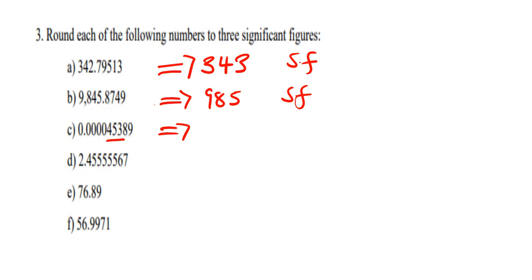So I'm going to get the first 3 and I consider the last one. So this is 3 and it's followed by 8. 8 is greater than 5. So to 3 I'm going to add a 1. So I'm going to have 0.0000, hope I've not missed a 0, 45. Instead of having 3, I'm going to have 4 because the number that is following it is greater than 5. So that is it. Then when we come to D, we have 2.4555555 and like that and others.